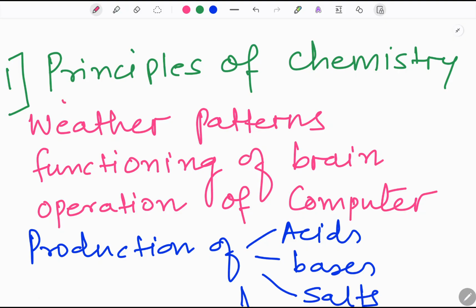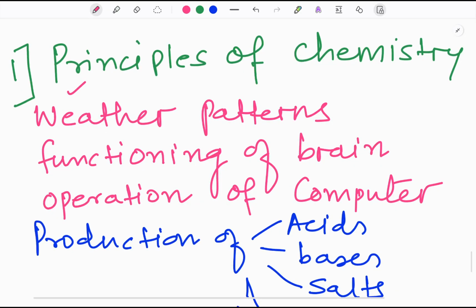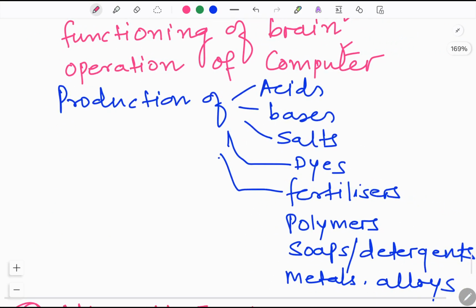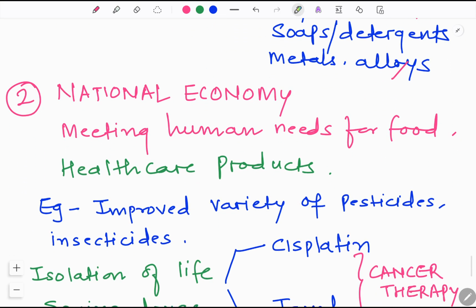So the first, principles of chemistry we have studied. The first important use of chemistry is that we are predicting weather patterns. We are also understanding functioning of the brain. We are also understanding the operations of computers. We are also doing production of acids, bases, and salts. Then we have the production of not only acids, bases, and salts, but also dyes, fertilizers, polymers, soaps, detergents, metals, alloys. So out of this, you can just pick up any of them and start speaking in the examinations.